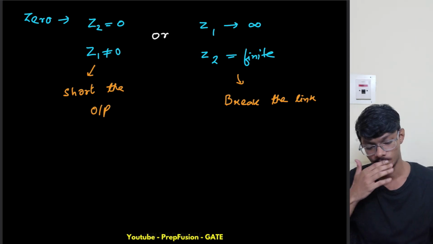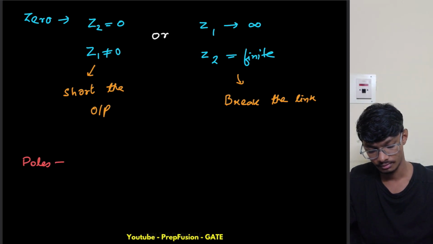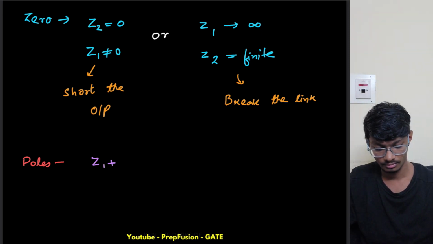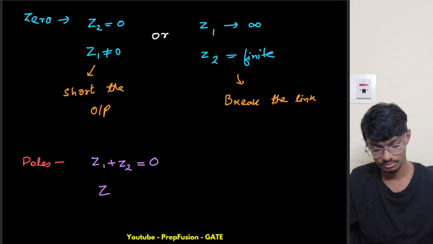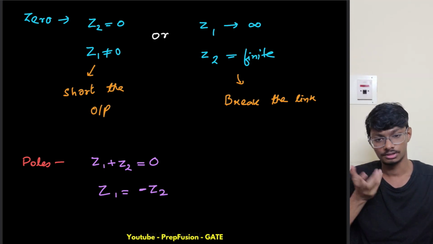Okay, and for poles, Z1 plus Z2 equals 0. So Z1 equals minus Z2. So this is basically for poles.